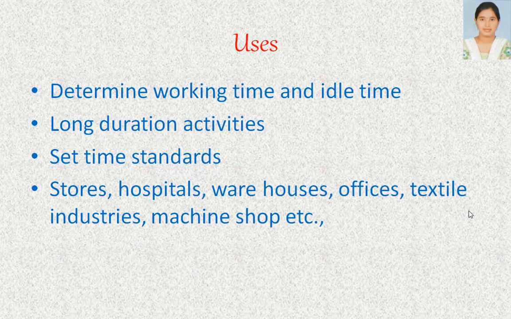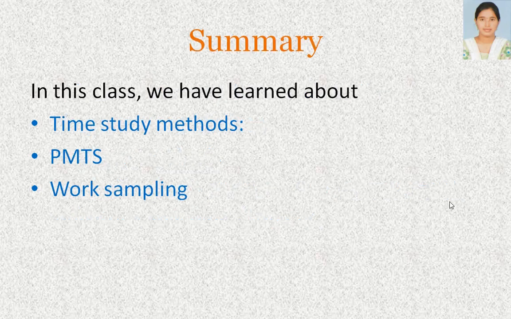Let us see the uses of work sampling. We can easily determine the working time and idle time of men and machines. We can easily calculate the time for long duration activities. To estimate the allowances for unavoidable delay, we can set the time for standard time. It can be applied in stores, hospitals, warehouses, offices, textiles, etc. So this is how work sampling is done, and it can be used anywhere easily.